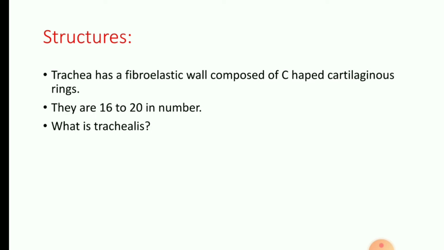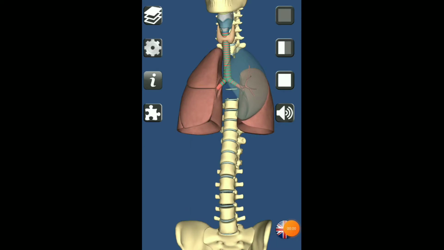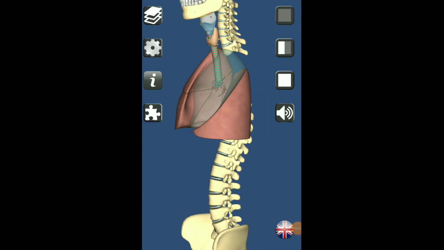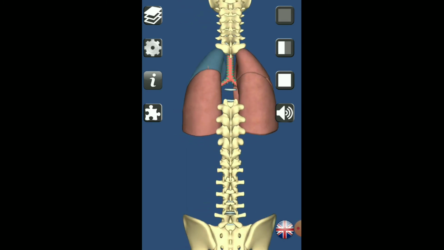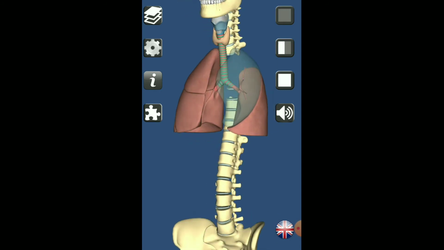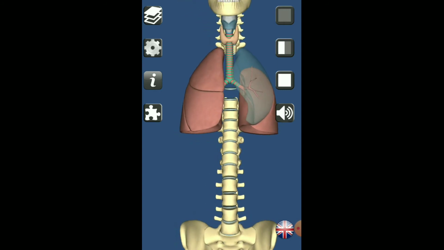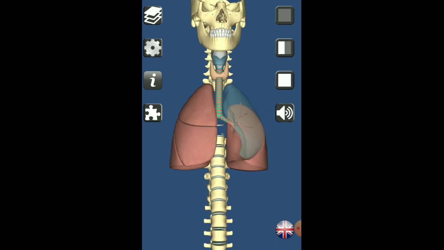Now we come to the structural arrangement of trachea. But before discussing the structural arrangement, I just want to draw your attention to one three-dimensional diagram showing the structures that are present in trachea. Here is the three-dimensional model where I am visualizing the trachea, and I have removed the vertebra behind so that you can even visualize the trachea posteriorly.